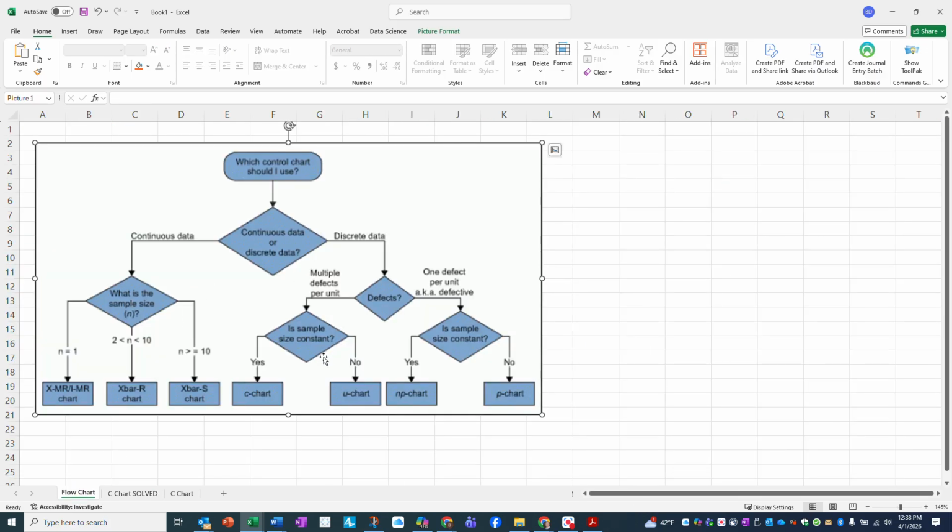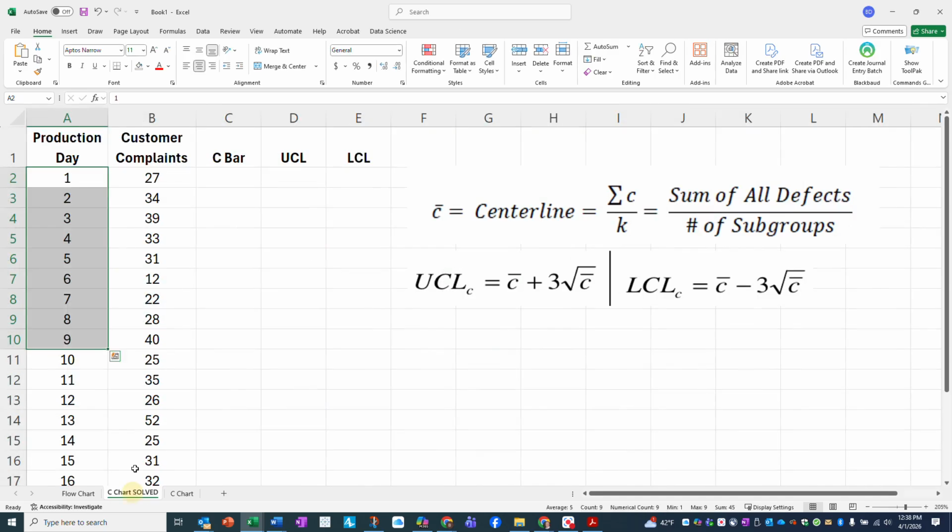And then is our sample size constant? Yes, it is. And we can have multiple defects. So, for example, a customer could call 2 times. They could call on day 1 and day 2. They could call 4 times on day 3, right? So that makes it a C chart.